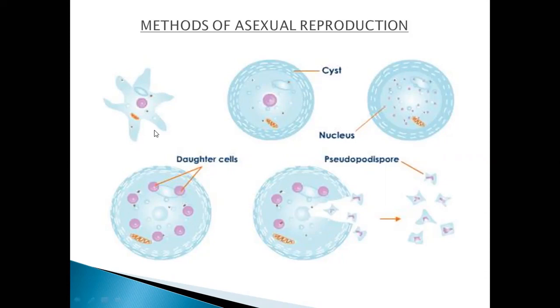Now, when suitable conditions come, the cyst surrounding it degenerates. When it degenerates, it releases all these nuclei or daughter cells into the environment. Each of them grows and becomes a mature amoeba like the parent amoeba. Any confusion, please? No, ma'am. Call it multiple fission. Why? Because in binary fission there were two daughter cells, but here you can see many daughter cells. That's why we call it multiple fission.